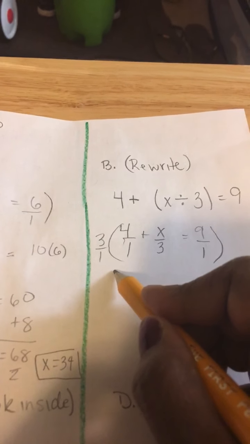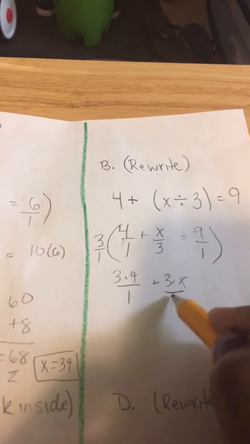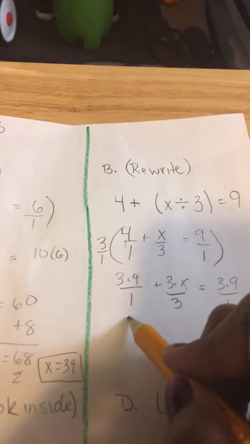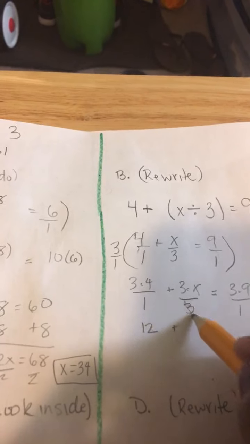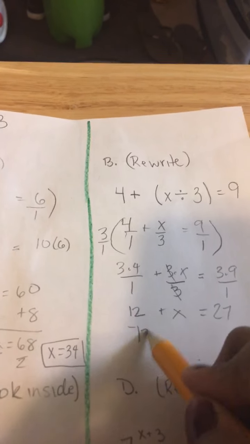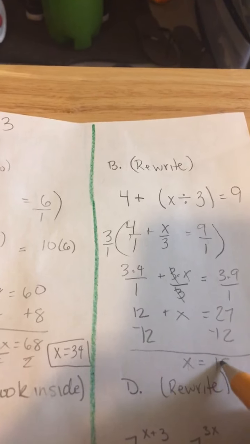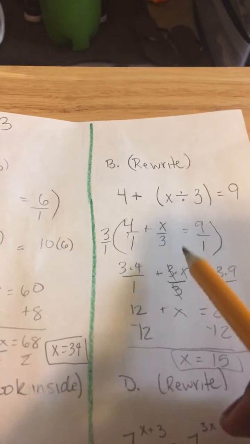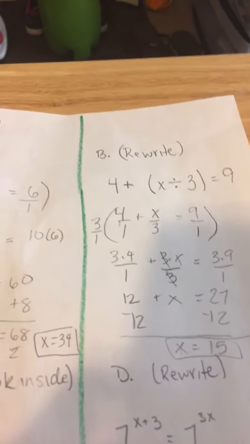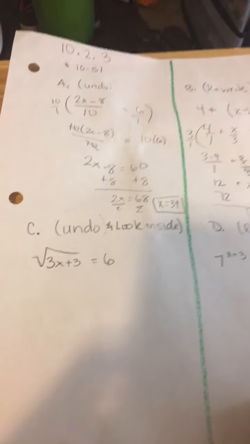So now we have 3 times 4 over 1 plus 3 times x over 3 equals 3 times 9 over 1. That makes 12. These 3s cancel, so that's just x, and over here is 27. Take away 12, and we have x equals 15. We can use some mental math to check that out. If we put 15 in here, we get 3. Well, that doesn't work. We wouldn't get 3. We get 5. And 4 plus 5 is 9. I'm so sorry. Let's go to C.